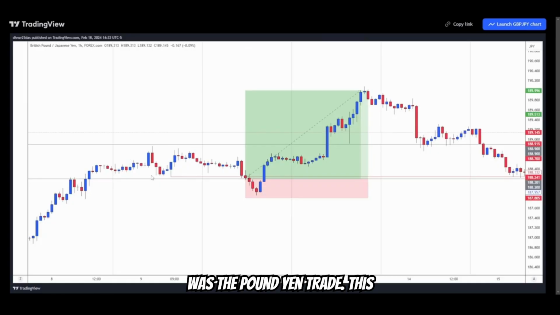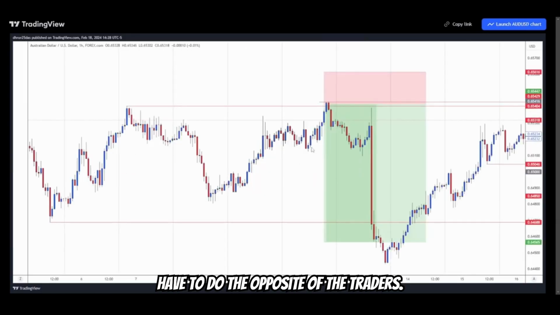This was the pound yen trade. This was also making higher highs and higher lows. So the thing is that you have to do the opposite of the traders. You have to look from the perspective of a supply and demand, support and resistance, and trend line trader, okay. Because if you look their way, you will easily find supply and demand zones, and you will easily find support and resistance. And if you can find supply and demand zones and support and resistance, you can know where the stop losses of those traders are, right?